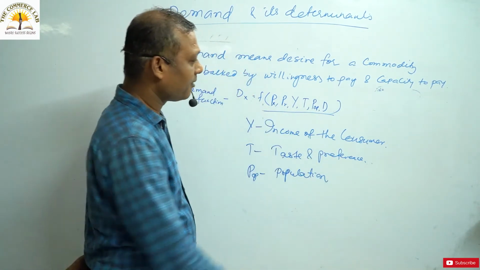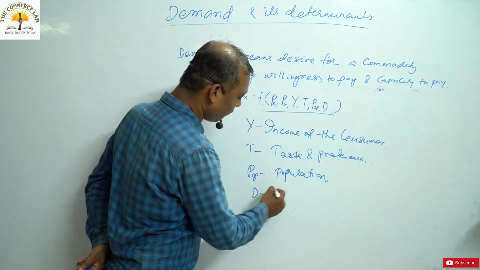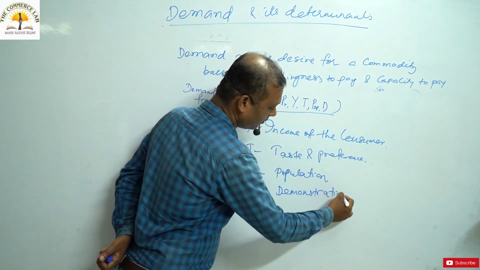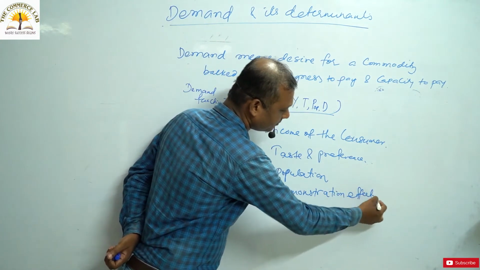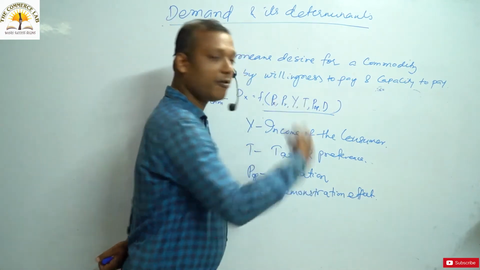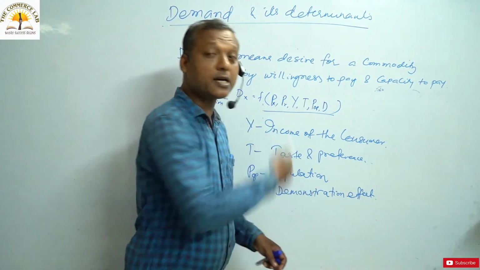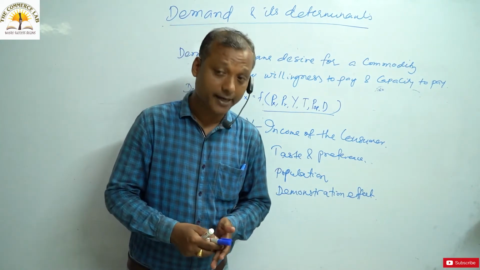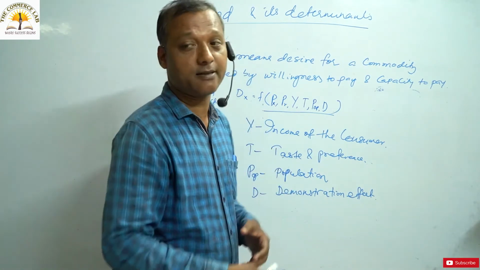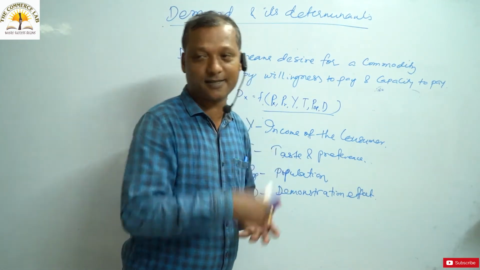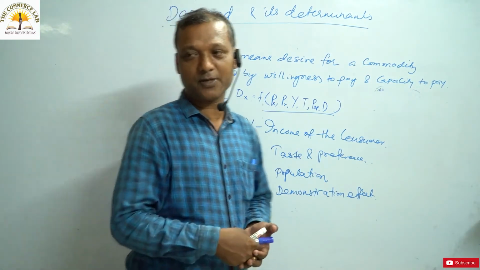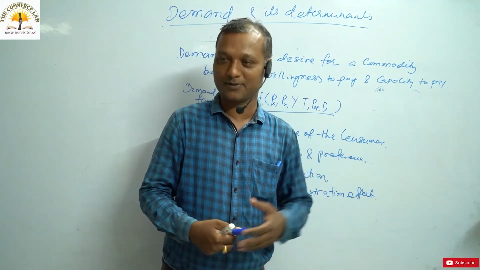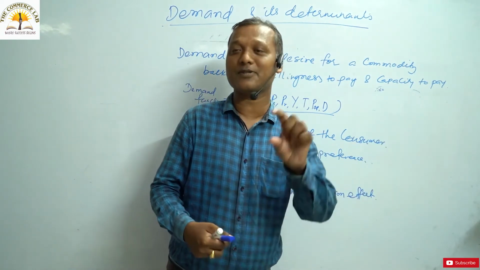After population, we will discuss your D. D for demonstration effect. First of all, you should understand what is the meaning of demonstration effect. Demonstration effect will allow you to purchase some item, some commodity, when you follow others. When people demand something by following others. For example, when you see the Apple smartphone of a rich person, we like the product, we follow his pattern. That is called demonstration effect.